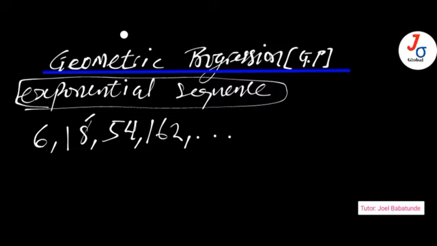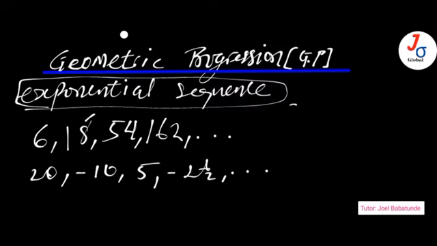So let's look at another one. Let's say 20, minus 10, 5, minus 2.5. How do they differ? 20 multiplied by 2 is 40, so that's not it. Multiplied by half, or 20 divided by 2, you have plus 10. But you're having negative 10, so that means it has to be divided by minus 2.